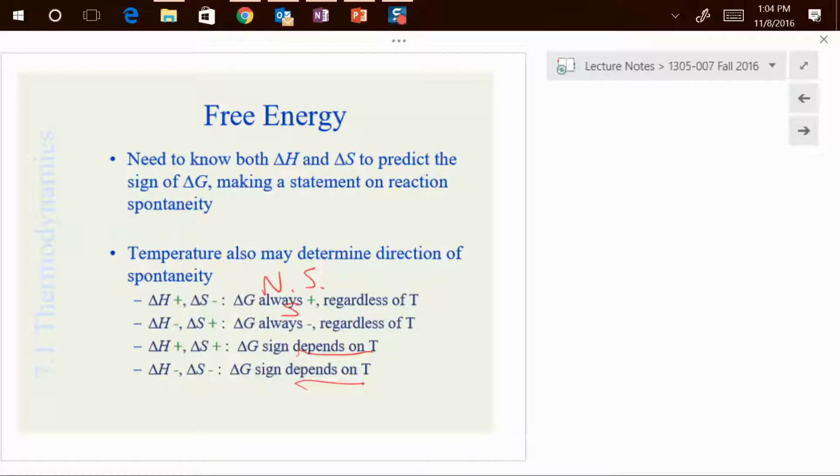Okay? You will not actually have to calculate where it is that it changes from spontaneous to non-spontaneous. At what temperature is delta G equal to 0? That's where it's both spontaneous and non-spontaneous. That's the equilibrium temperature, where delta G is 0.